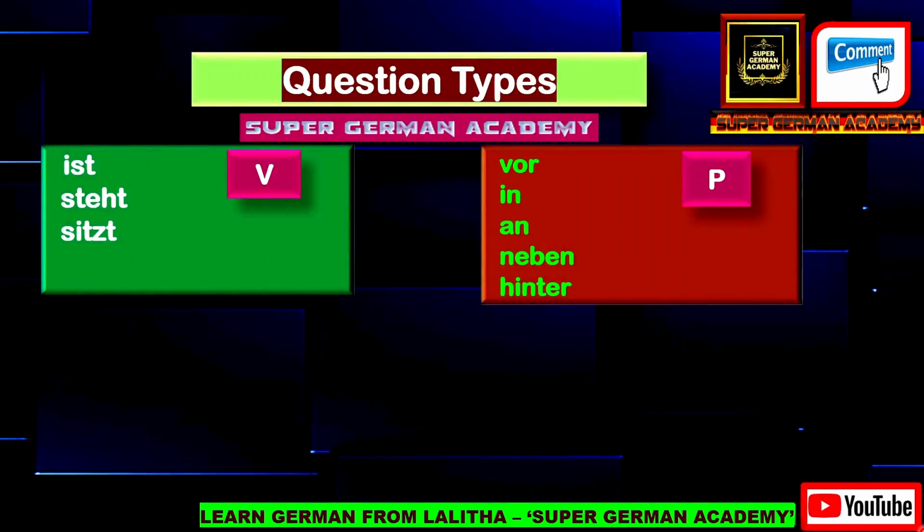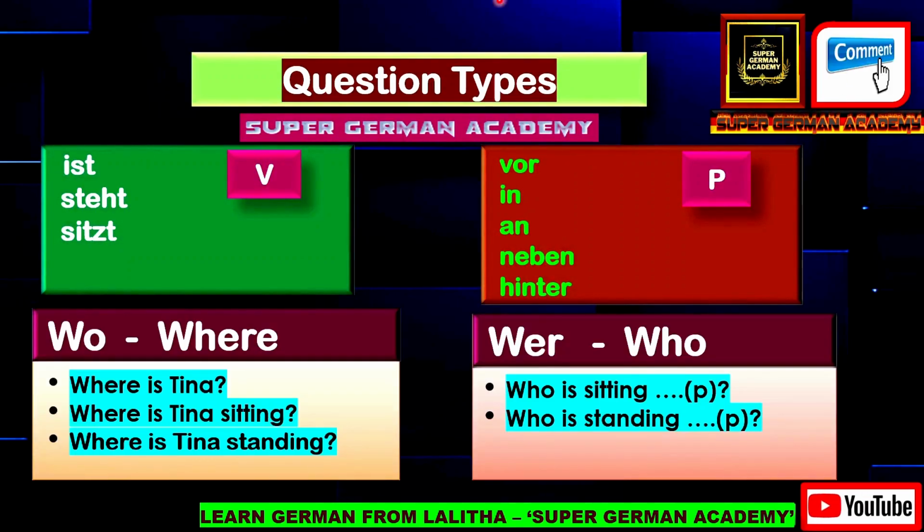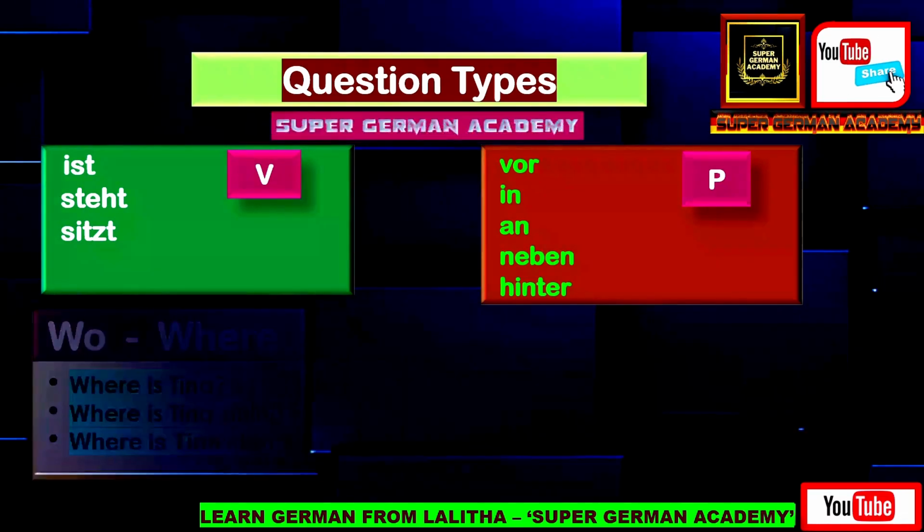Now, how will the question types be? First type is wo, which means where. So where is Tina? Where is Tina sitting? Where is Tina standing? These types of questions will be there. Or else it will be like who is sitting in the cafe, or who is standing in the hotel, or who is standing at the bus stop. For who we will use wer in German and wo in German for where.